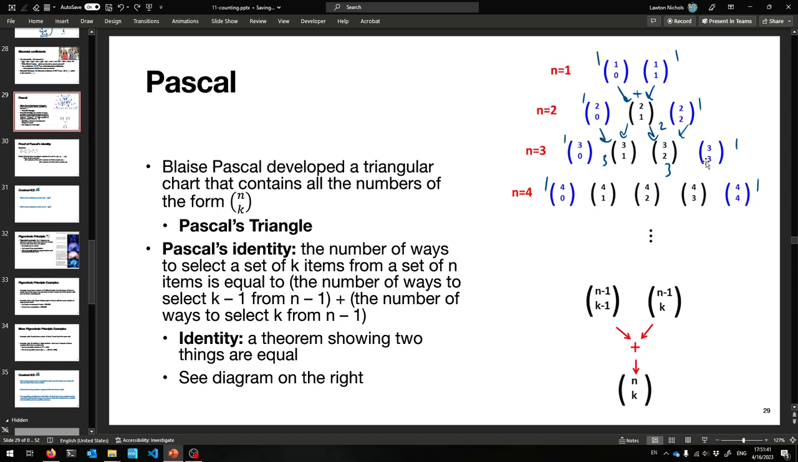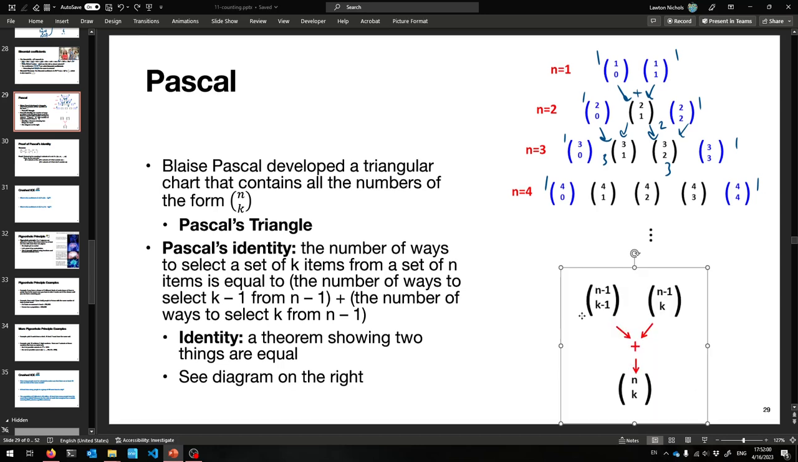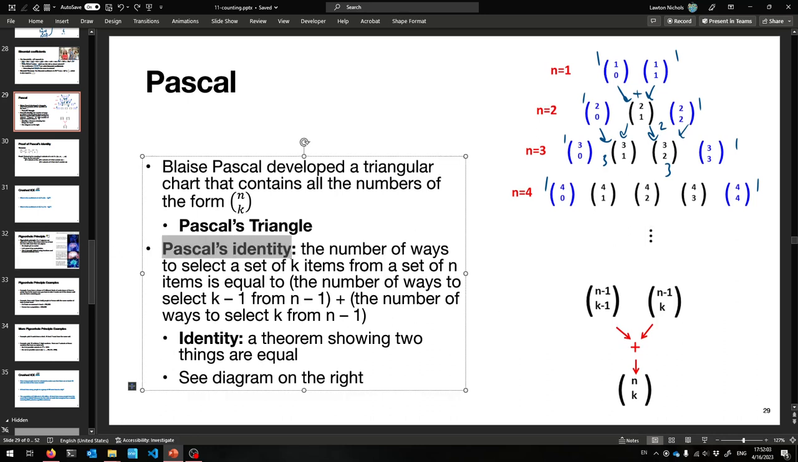And you can generate it without having to worry about coefficients, or without having to worry about combinations, because you could do this kind of math. But the secret is that what it's telling you is a strong fact about combinations and how they're built out of smaller combinations. It is a recursive algorithm for generating a combination, which is kind of cool. This is Pascal's identity. The number of ways to select a set of k items from a set of n items is equal to the sum of selecting k minus 1 things from n minus 1 items and adding that to selecting k things from n minus 1 items, which is kind of cool.